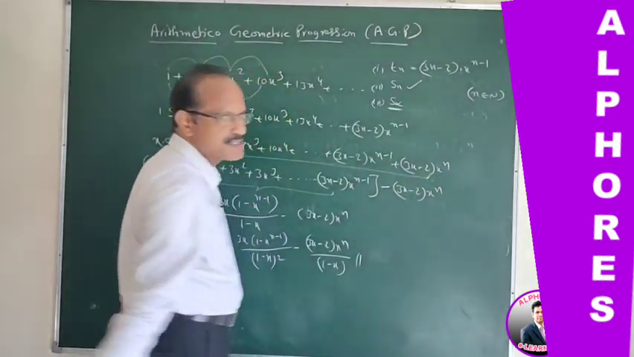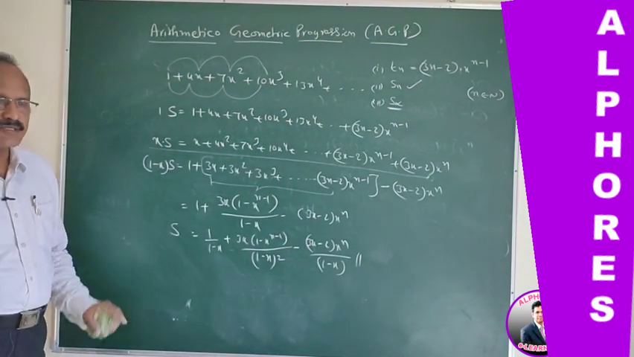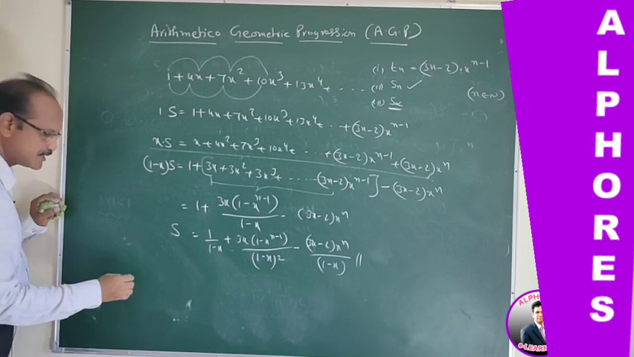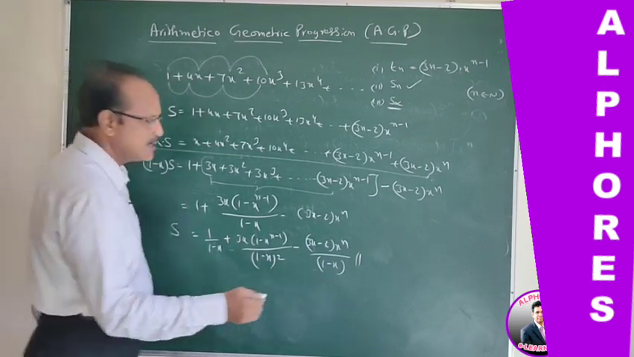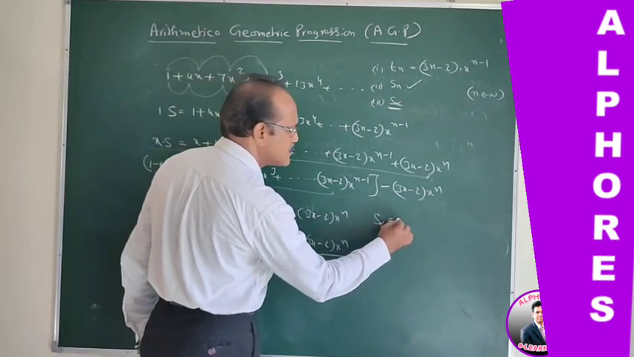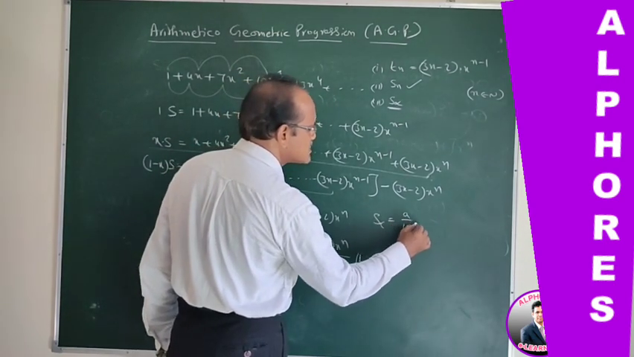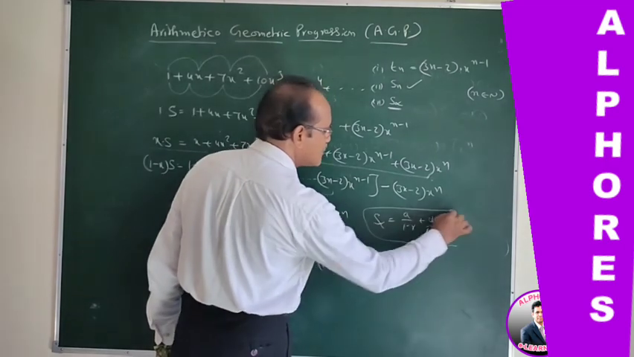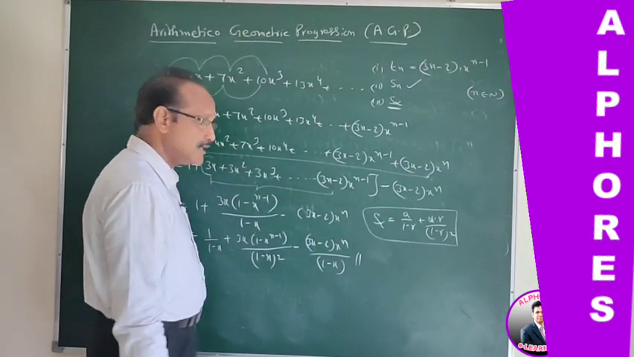Now procedure for sum to infinite terms. So sum to infinite terms, as you know, you can apply the formula directly. The formula for sum to infinite terms of AGP series is given by a by 1 minus r plus d into r by 1 minus r whole square. This is the formula for sum to infinite terms of AGP.